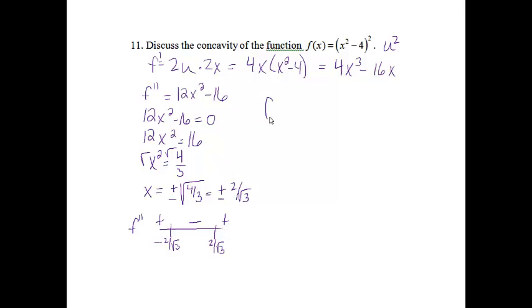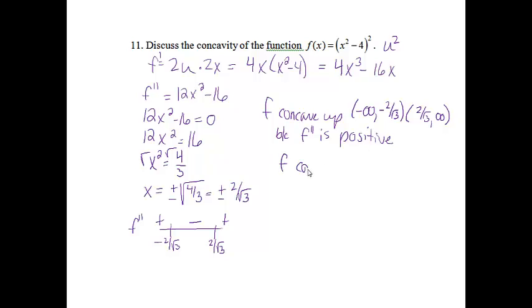So if I'm discussing the concavity, I now can say that f is concave up on the interval negative infinity to negative 2 over the square root of 3, and then also again from 2 over the square root of 3 to infinity. And the reason this is concave up is because f double prime is positive. Okay, and then I will discuss that f is concave down on the interval negative 2 over square root of 3 to 2 over square root of 3, and that is because f double prime is negative.